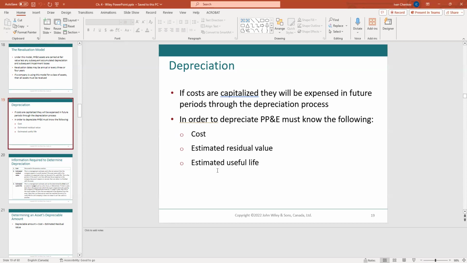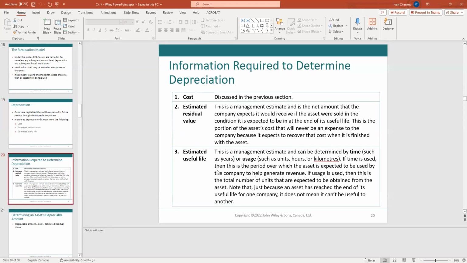In order to come up with the depreciation, we must know the following. We have to know the cost, we have to know the estimated residual value, and we need to know the estimated useful life. Cost is always going to be the final cost of the asset, including shipping, delivery, insurance, restoration, anything that makes the asset available for use for the intended purposes.